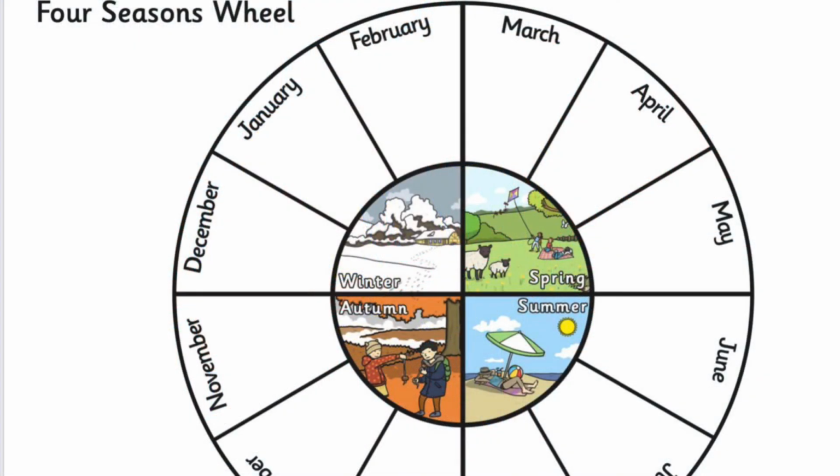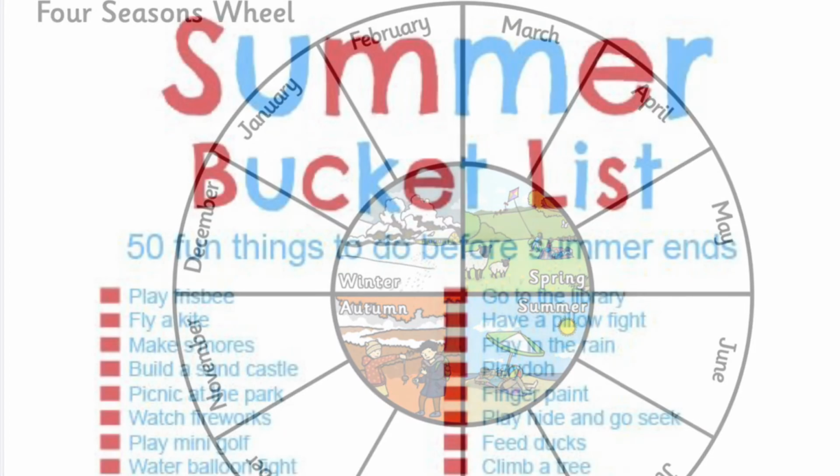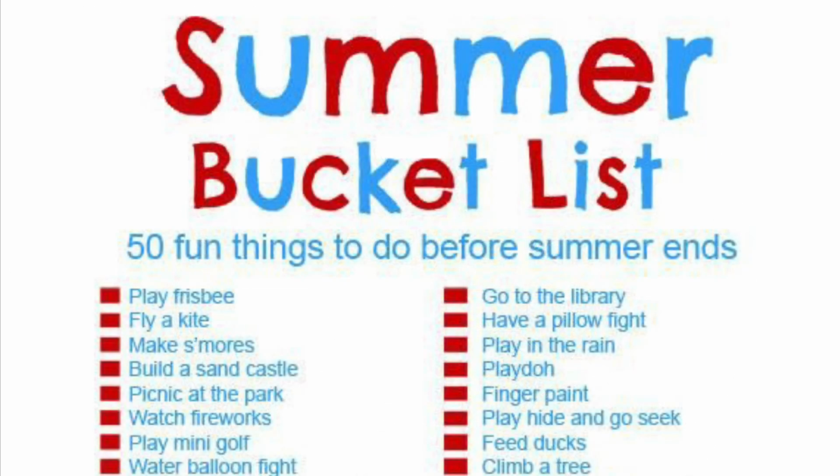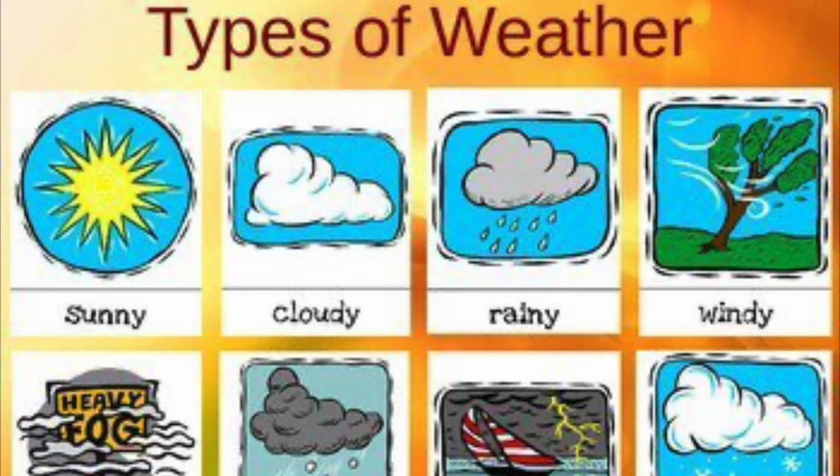Okay, it's challenge time. You could make your own month and season wheel. Or you could make a list of the activities that you could do in each season. You could draw or write about the different types of weather in each season.